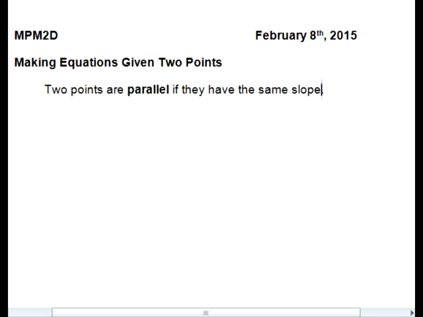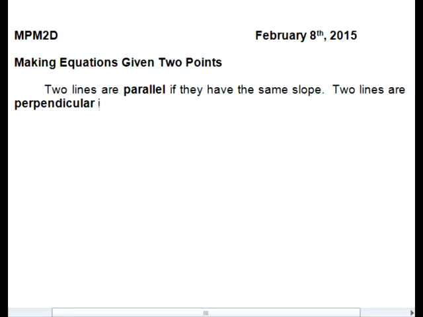And then we'll also say 2 lines are perpendicular if their slopes are the negative reciprocal of each other.